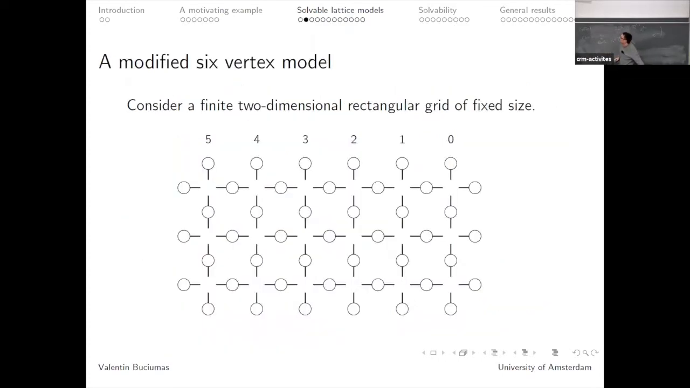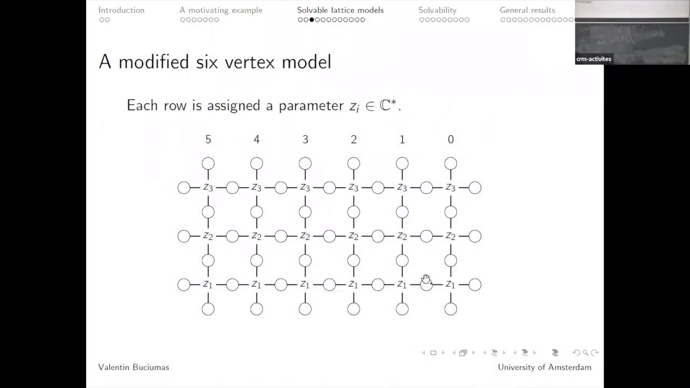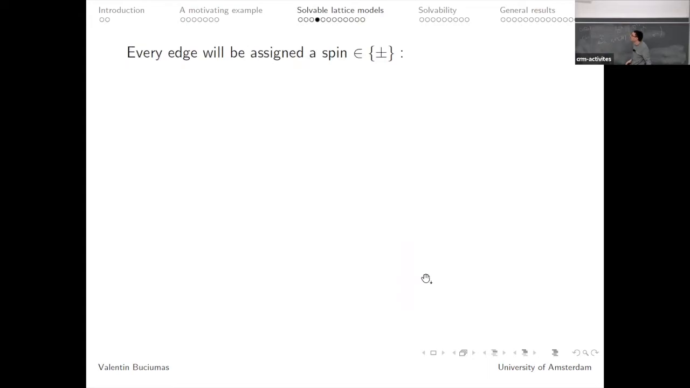So let me try to introduce a modified version of the 6-vertex model. So I'll consider a 2-dimensional rectangular grid. So that means I will have edges. So these things will be edges, and the grid will be M times R. And I will denote the columns in the grid from 0 all the way to N, and N can be anything, but usually it has to be large for this to make sense. And the rows will be denoted from 1 to R.